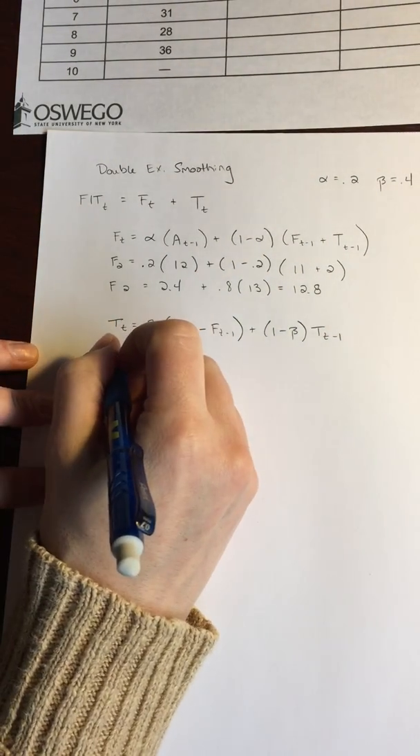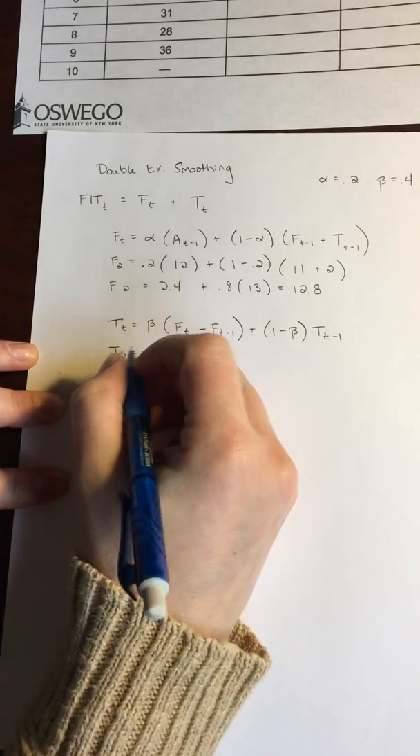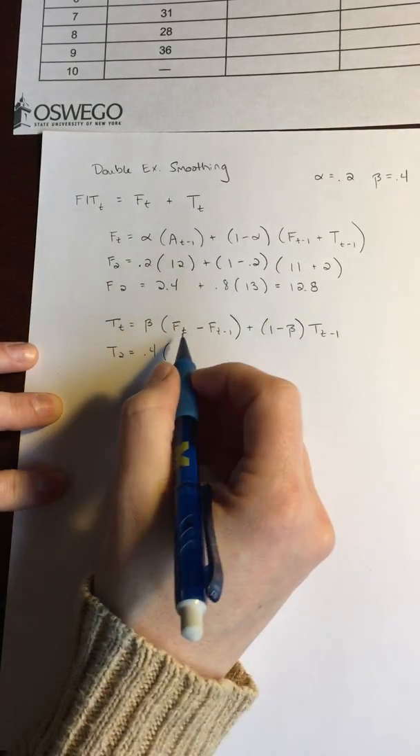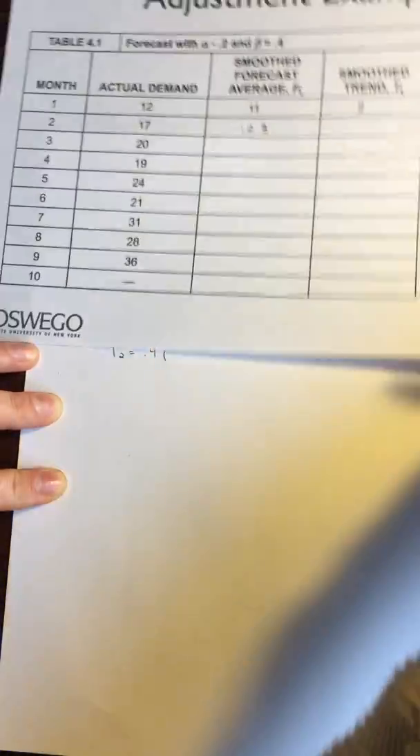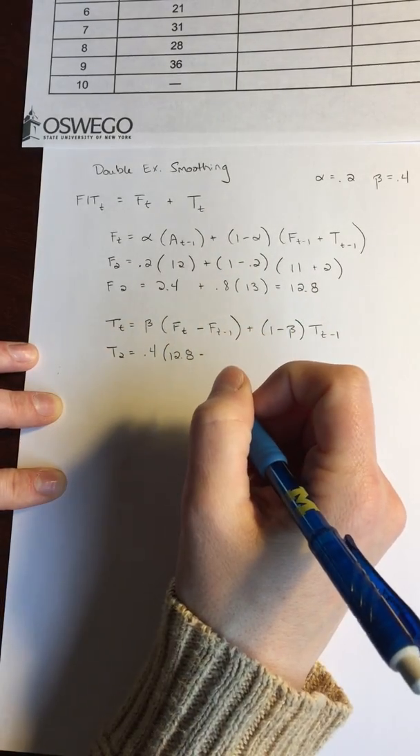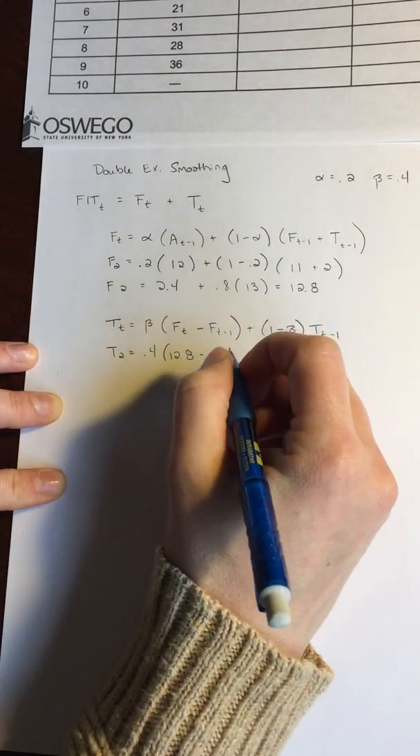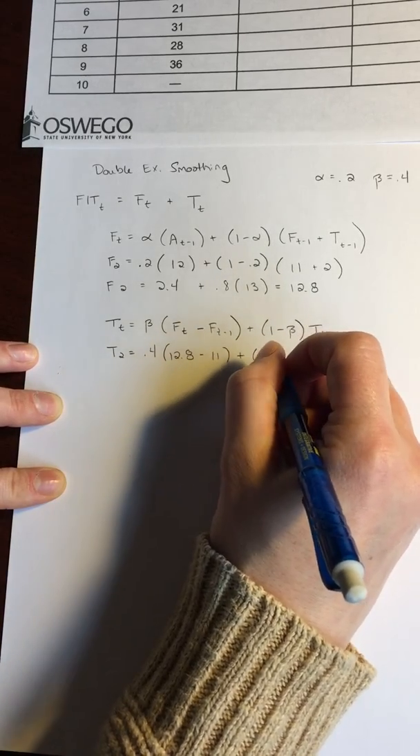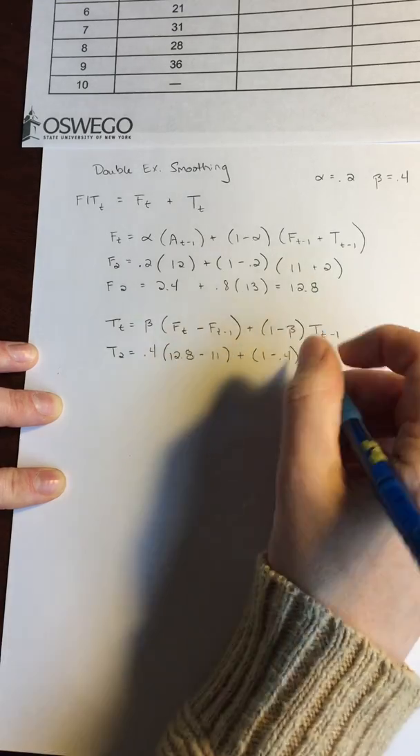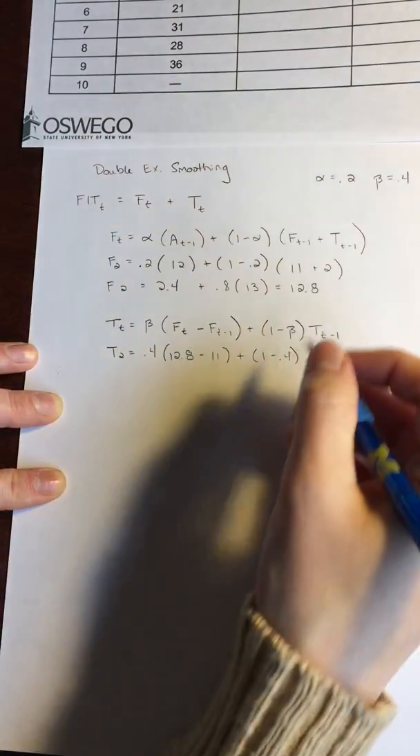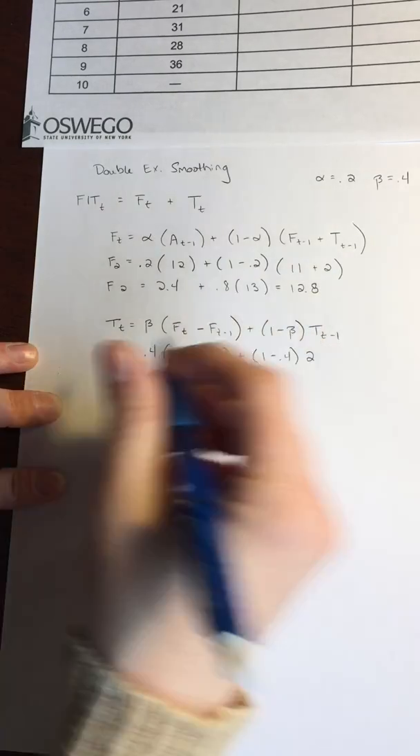Okay, so if we're going to do this for month 2 in our example, our beta value again is 0.4. We're going to multiply that times the forecast from this time period, which again we solved here and is 12.8, minus the forecast from the last time period, which in our case is 11. That's going to be plus our 1 minus 0.4, and that's all going to be multiplied by the trend from the last time period, which is 2 here.